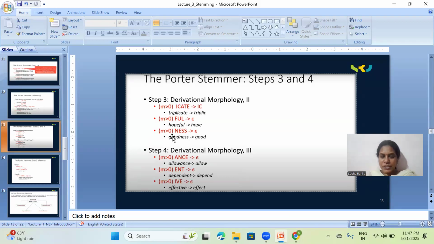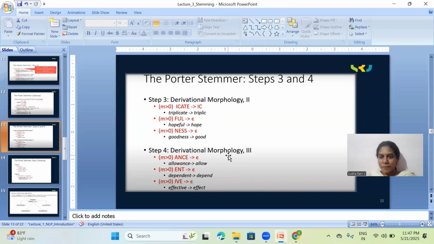m is greater than 0. NESS tends to null. Goodness, NESS tends to null. Goodness tends to good. Here also the condition is satisfied. This is step 3, derivational morphology 2.